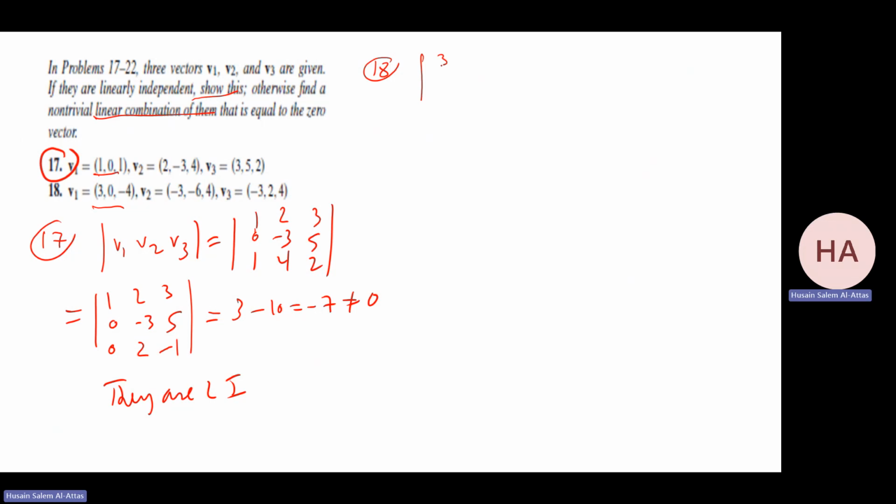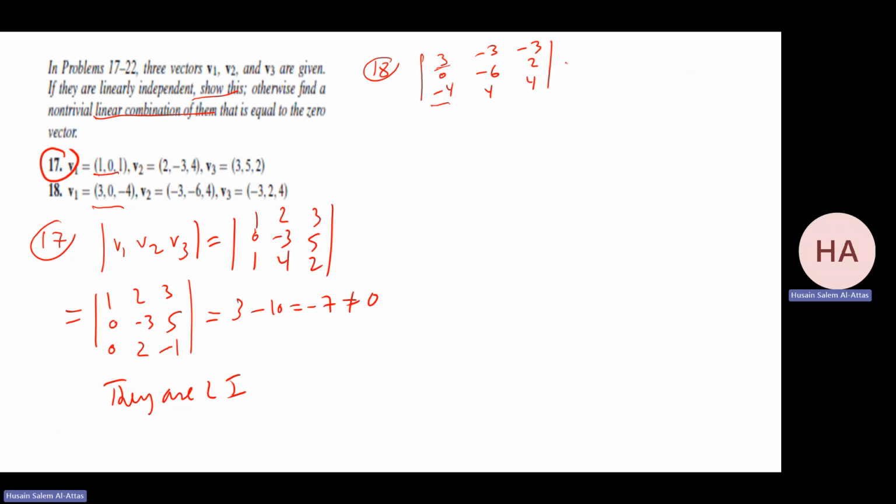Number 18. Do the same thing. 3, 0, minus 4. Minus 3, minus 6, 4. Minus 3, 2, 4. Okay. I can interchange row 3 with row 1, and then I divide by minus 4. Okay. You know, I need to check if it's zero or not. Or I can do it with fractions. Actually, the fractions will be gone.